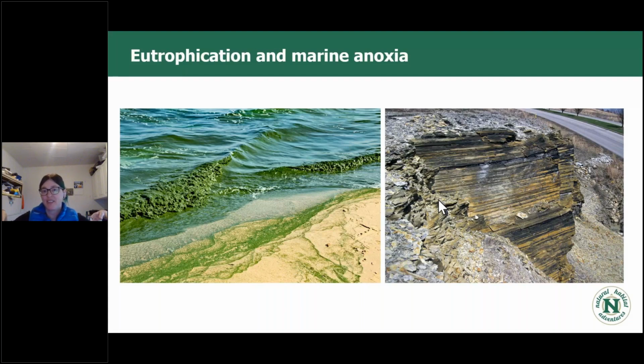And then they die, and they die in such numbers that the decomposition of that algae takes up all of the oxygen in the system, causing any animal or other plant in that area to die. This is called marine anoxia, and we have lots of evidence for this.